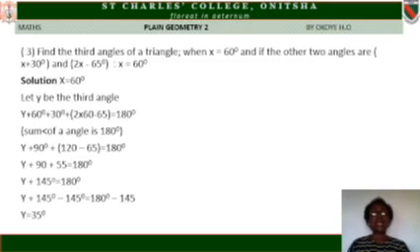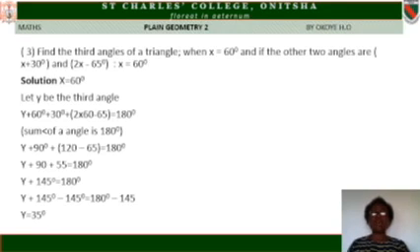Now, let us go to number 3. Find the third angle of a triangle when x equals 60 degrees and the other 2 angles are x plus 30 degrees and 2x minus 65 degrees. Already they have given us x as 60 degrees. A triangle, how many sides has a triangle? The sum of angles of a triangle is 180 degrees, 3 angles and 3 sides, which means n equals 3. And the sum of the angles is 180 degrees.